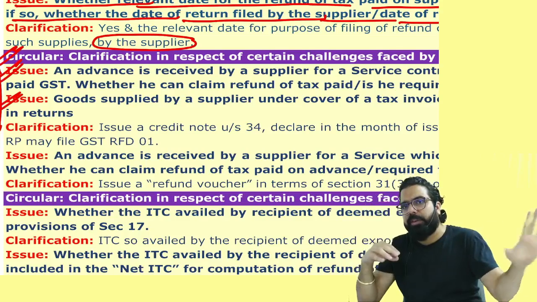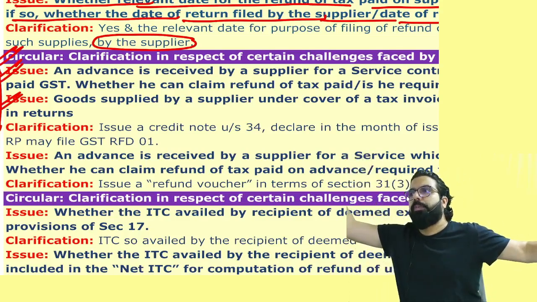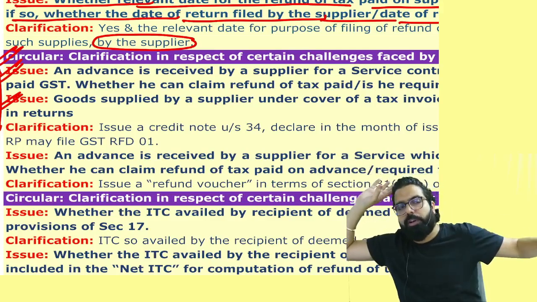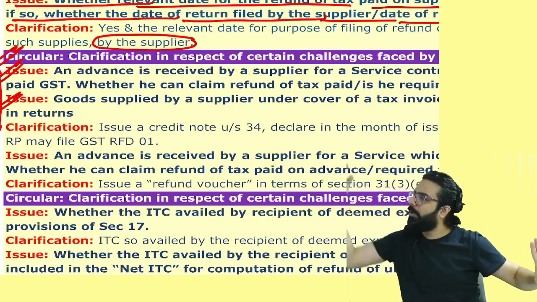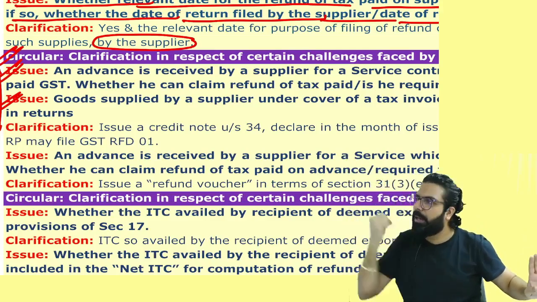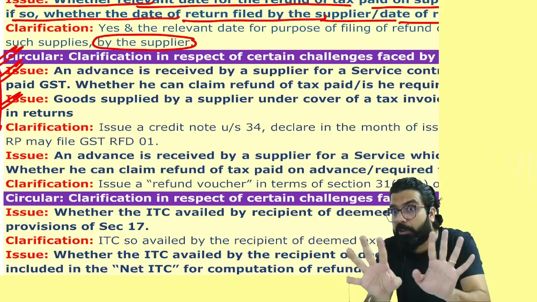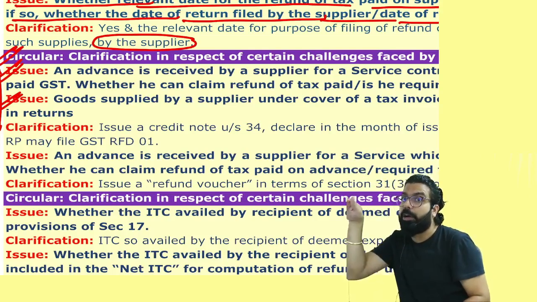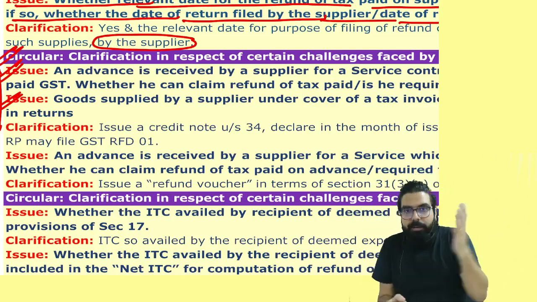For the service, I paid the GST to the government. I issued you a receipt voucher. Later I refunded the advance. Simple, government will also refund. For claiming a refund, I should file a refund application. Adjustment is not possible. I can't say next month I will adjust my liability. Not possible. I received an advance.